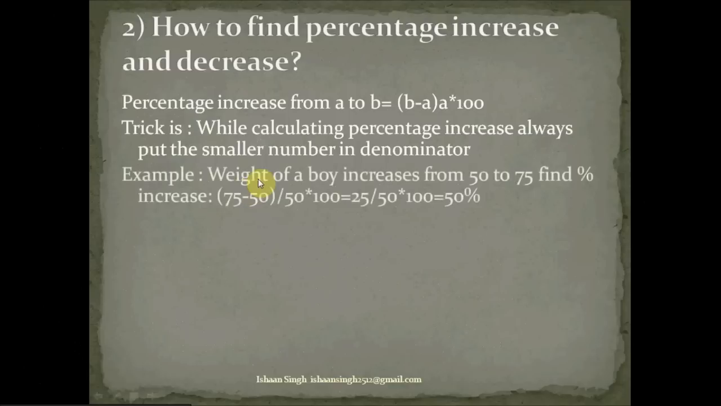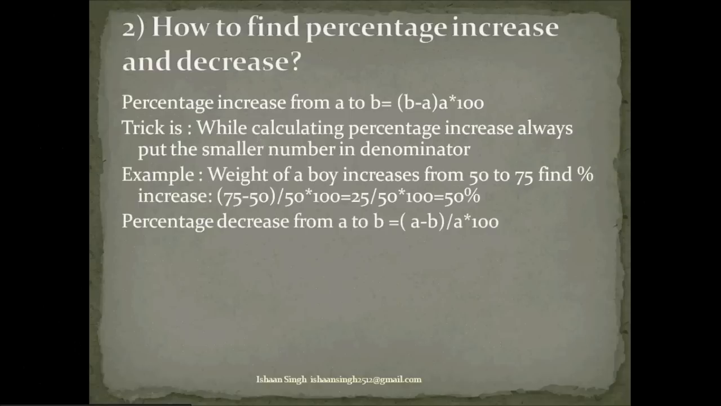For example, the weight of a boy increases from 50 to 75. Find the percentage increase. So percentage increase is equal to (75 minus 50) upon 50, 50 here is the smaller number, into 100, is equal to 25 by 50 into 100, is equal to 50%. Fine. Percentage decrease is calculated in the same way as percentage increase, and it is equal to (A minus B) upon A into 100.